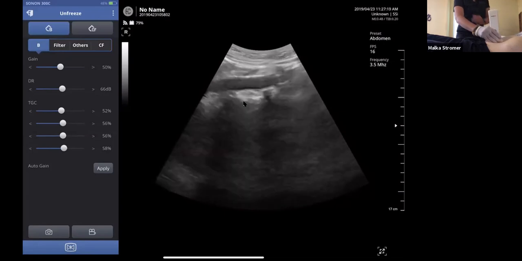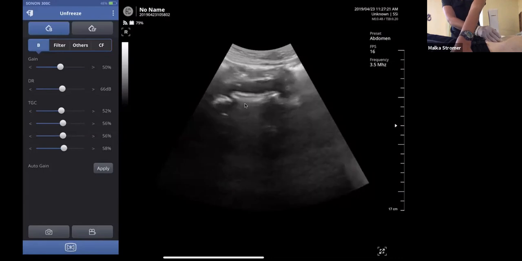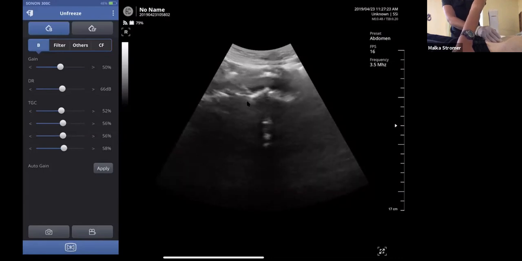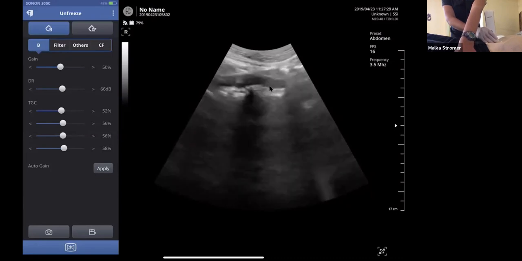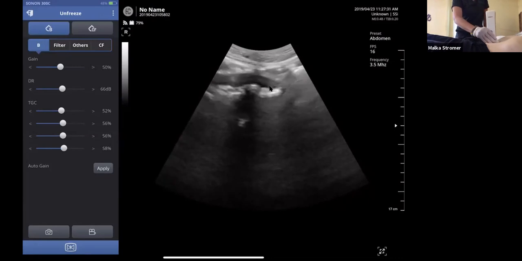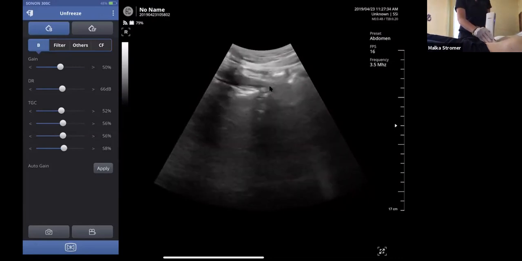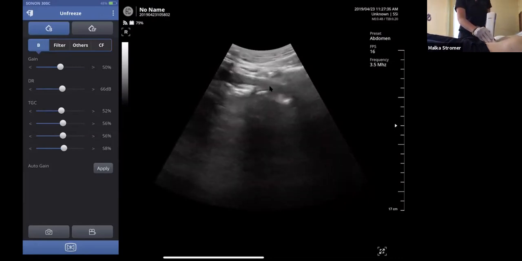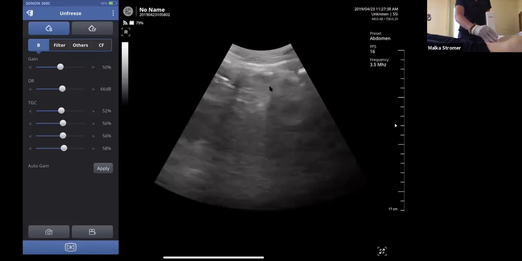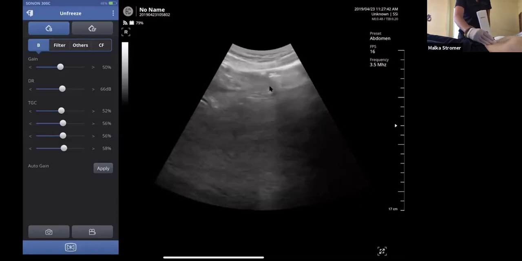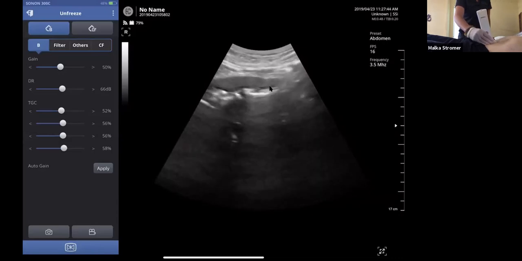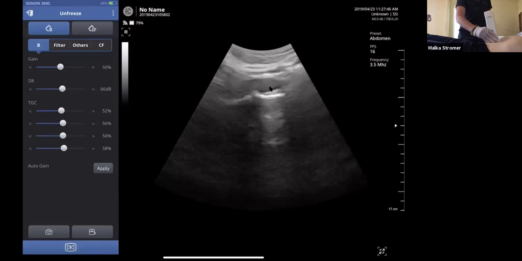The bright echoes at the bottom of the screen here are the vertebrae of the spine, okay? And you can now visualize that aorta tapering off into the iliac vessels. You can angle towards the patient's right, and that's the right iliac artery, and then go back center and angle a bit to their left, and there's the left iliac artery, okay?